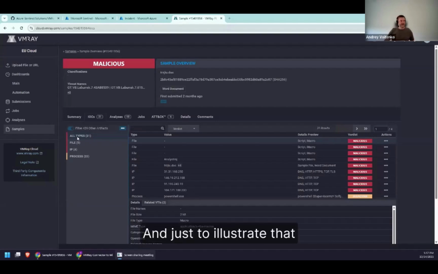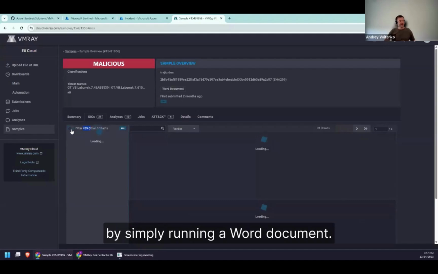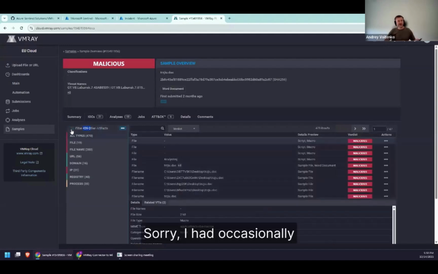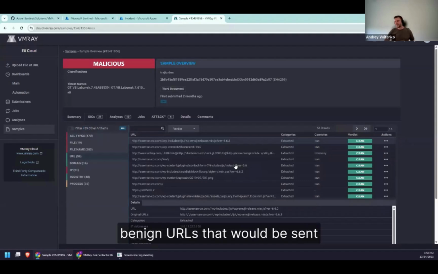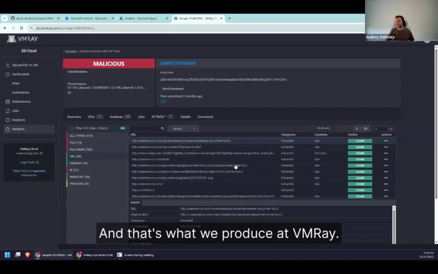And just to illustrate that, here on the picture, we have 449 different changes in the system that were made by simply running a Word document I had occasionally clicked. We got 54 totally benign URLs that would be sent to the blocked list if you plan to trust any changes in the system and use them within your machine-generated stack. Instead of just using something that was cleared out, the pure bad behavior, and that's what we produce at VMRay.